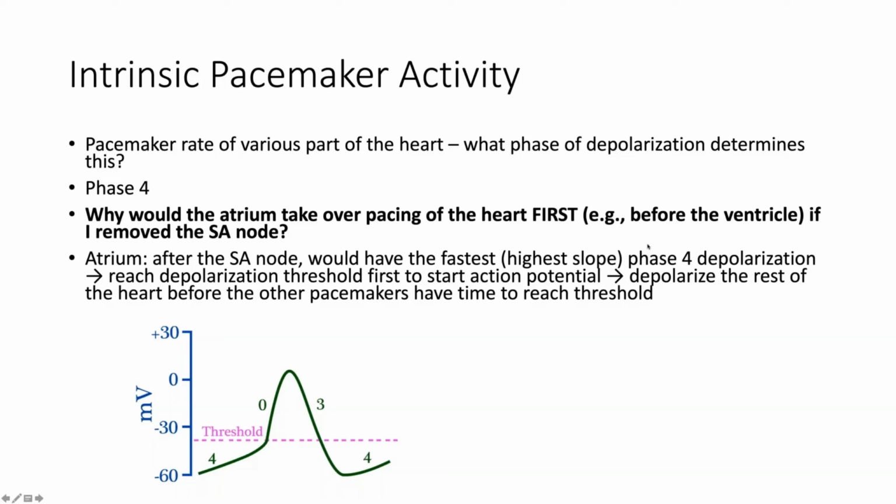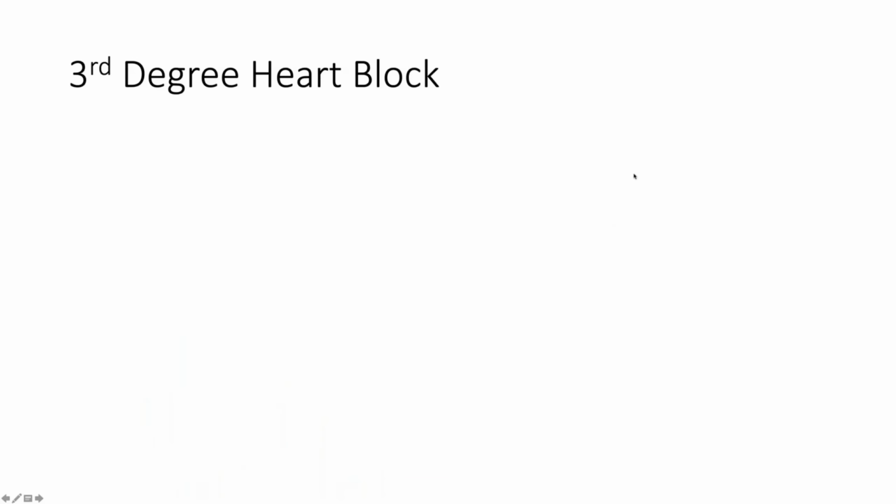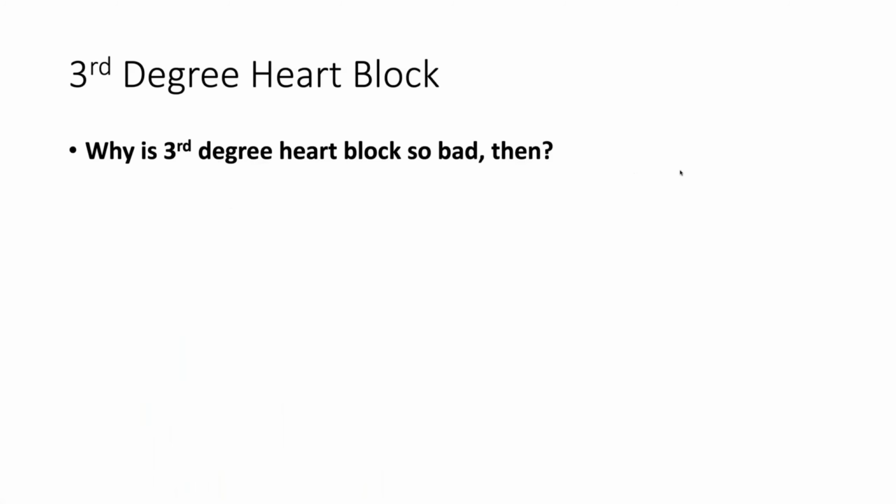The atria have the fastest slope of their phase 4 depolarization, which means they're going to reach depolarization threshold first, which means if they start their action potential first, they're going to depolarize the rest of the heart before the other pacemakers have had the chance to reach their own threshold. Does that make sense? Yes. Perfect. Luis, why is third-degree heart block bad then? Because the ventricles, or the ventricle myocytes, are going to be contracting independent of the atrial rhythm.